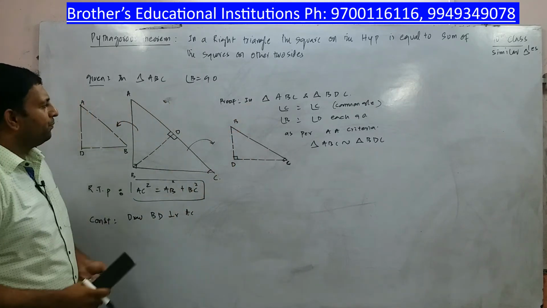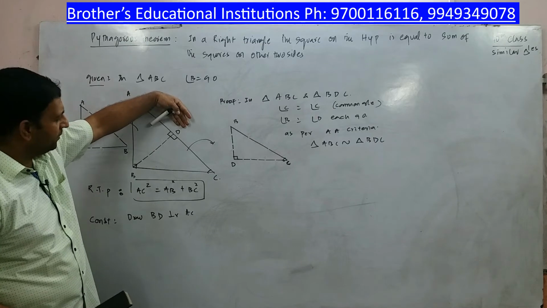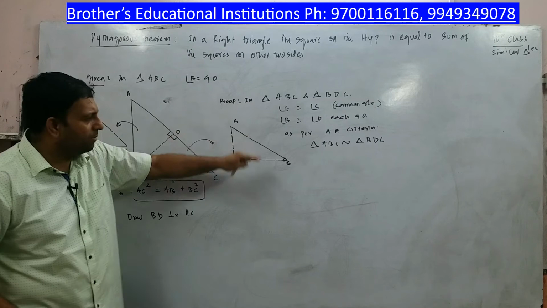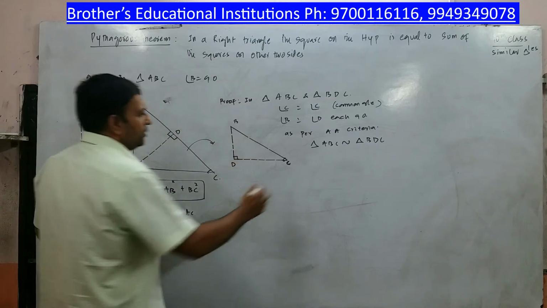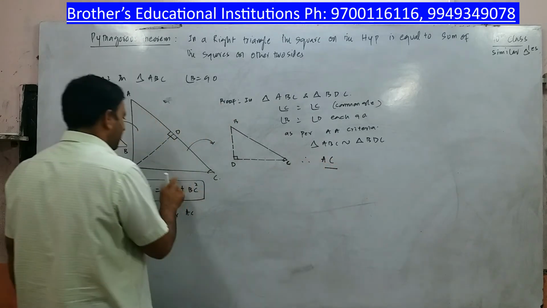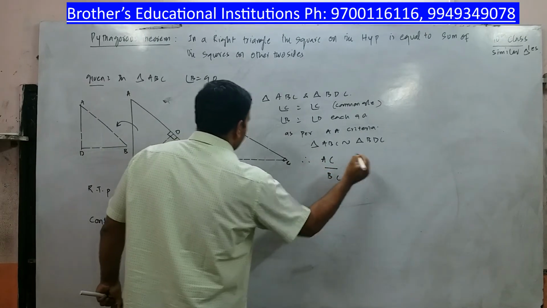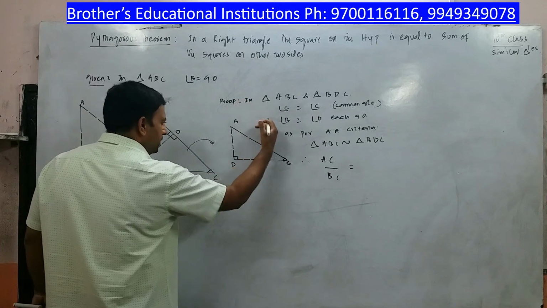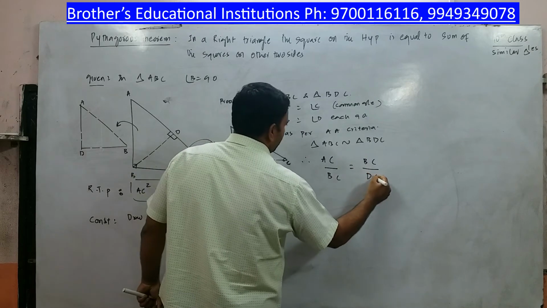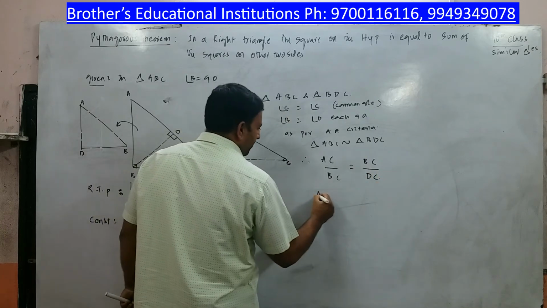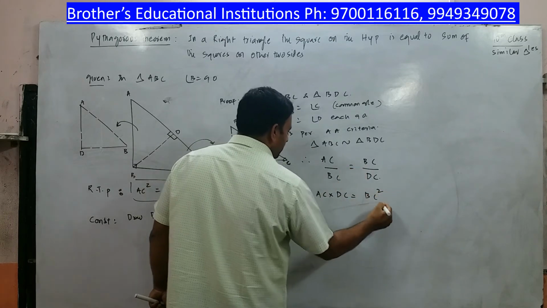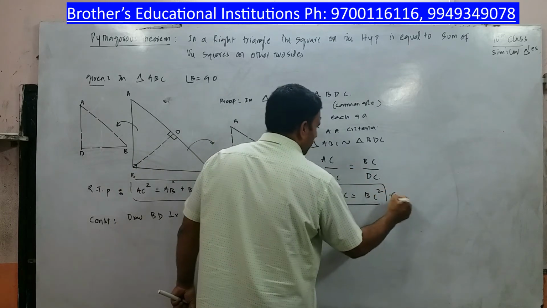Alright, so what I am going to do? I will consider AC by BC is equal to BC by DC. So I will take AC. So therefore, this side by this side, AC by BC is equal to, in this triangle, this side by this side, BC by DC. Alright, now when I cross multiply, AC into DC is equal to BC into BC, BC square. Let me call this equation number 1.